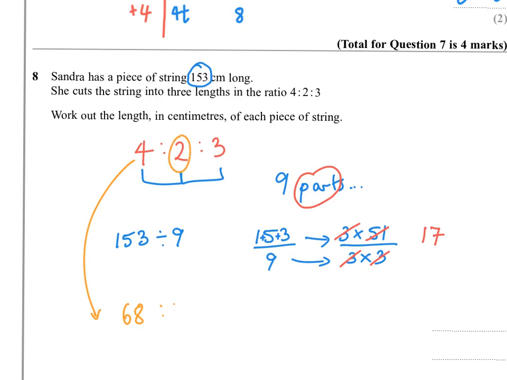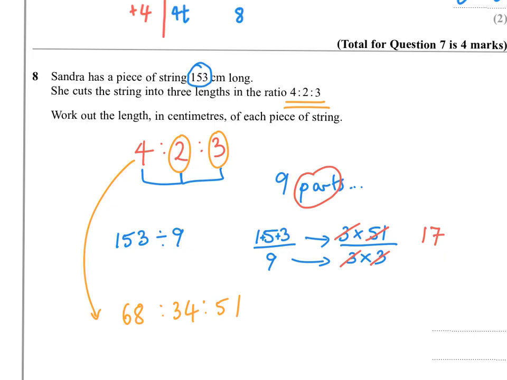2 17s are 34, and 3 17s are 51. So think about it. If you added 68, 34 and 51 up, you would get 153. So therefore we've split the 153 centimetre long piece of string in that particular ratio. And that's a good technique.